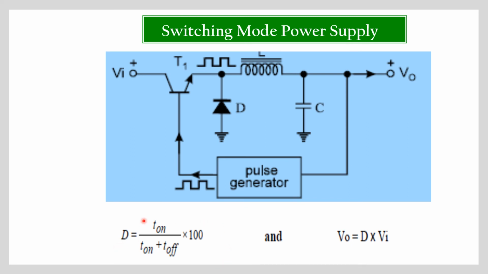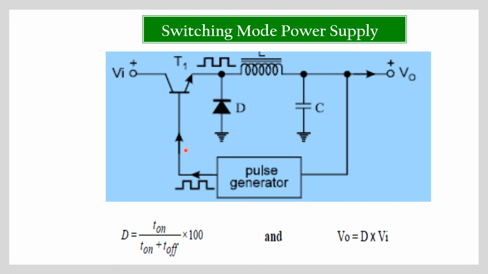So what is the duty cycle? Duty cycle D is equal to T on upon the total time, T on plus T off, into 100, because duty cycle is always represented in percentage. And what is the output? The output voltage of the circuit is given by VO equals duty cycle into V in. Clear? So that is nothing but a switching mode power supply.